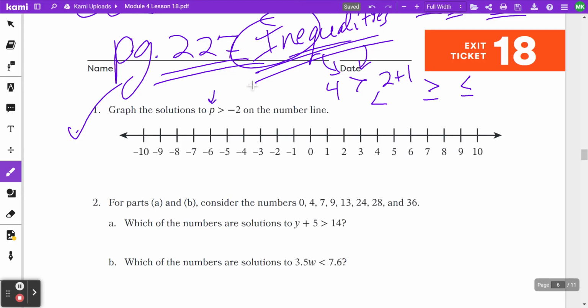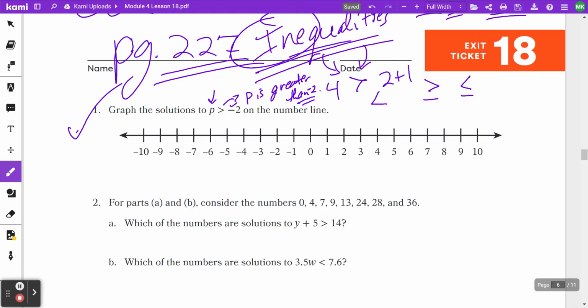Let's begin here. We have some value p, which is greater than -2. Now, if this was p equals -2, we would just find that -2 and put a big old dot right over there, and put the variable right there, and we'd be good to go. But this is an inequality, and it is saying that p is greater than -2. So it can't actually be -2.